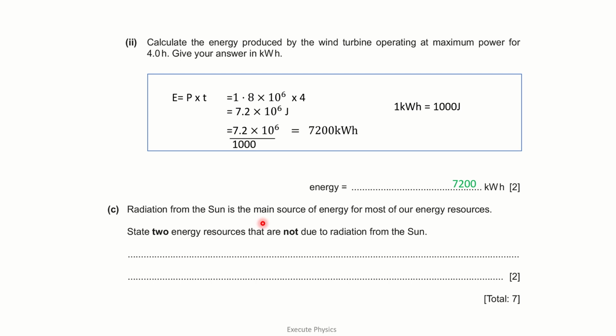Next question. The radiation from the sun is the main source of energy for most of our energy resources. State two energy resources that are not due to radiation from the sun. So we have different energy sources, right? So you just have to state two of them which is not from the sun. Any two, like nuclear energy, then the tidal energy, any two. There are even more. Any two you can write.